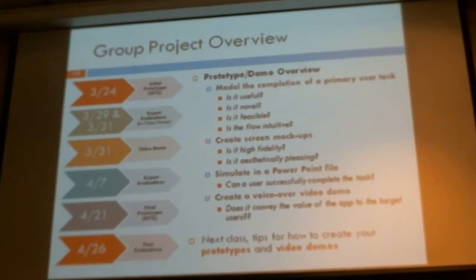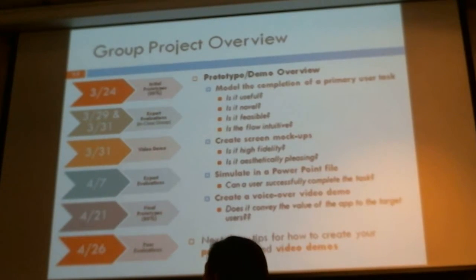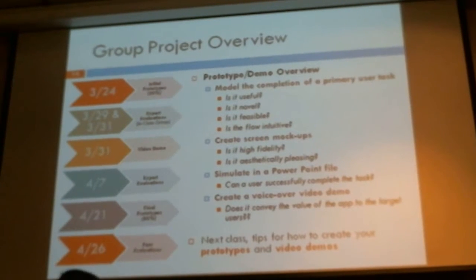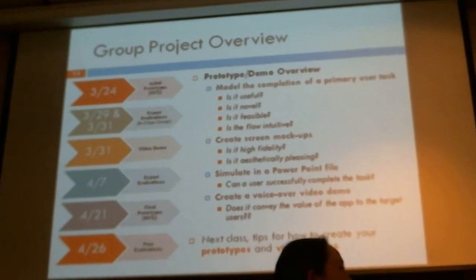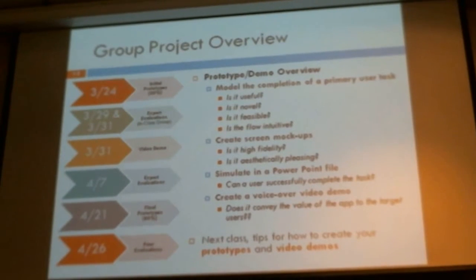After doing the group evaluations, I'm going to have your video demos due. So if your initial prototype is version 0, your video demo might be version 1, right? So you might have already incorporated some improvements into your demo based on some of the initial feedback you got from the expert evaluations. But it might also be your initial prototype. So depending on how quickly you can make changes, you're going to have a video demo.